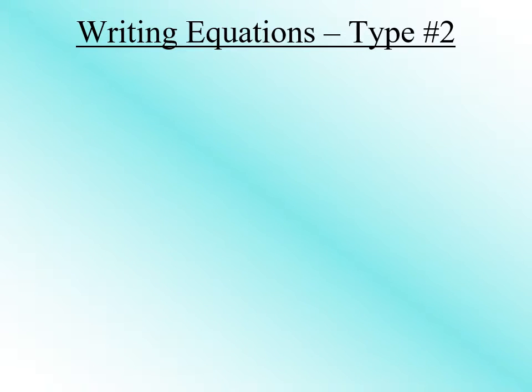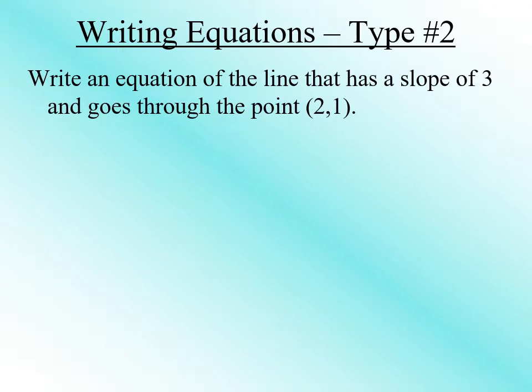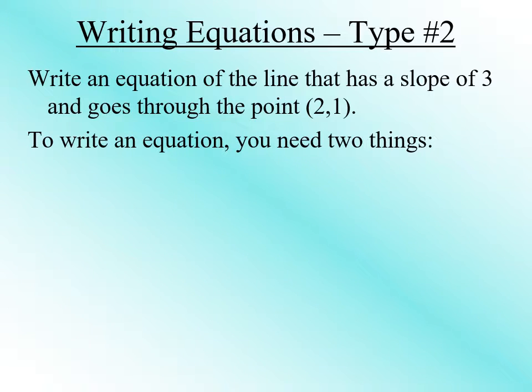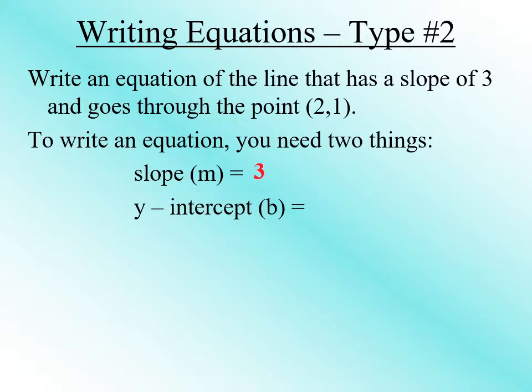Moving on to the next type of problem you'll have. Write an equation of a line that has a slope of 3 and goes through the point (2, 1). Yikes, I thought we needed 2 things, right? We need slope and intercept. We don't have the intercept, so we're going to need to find it.